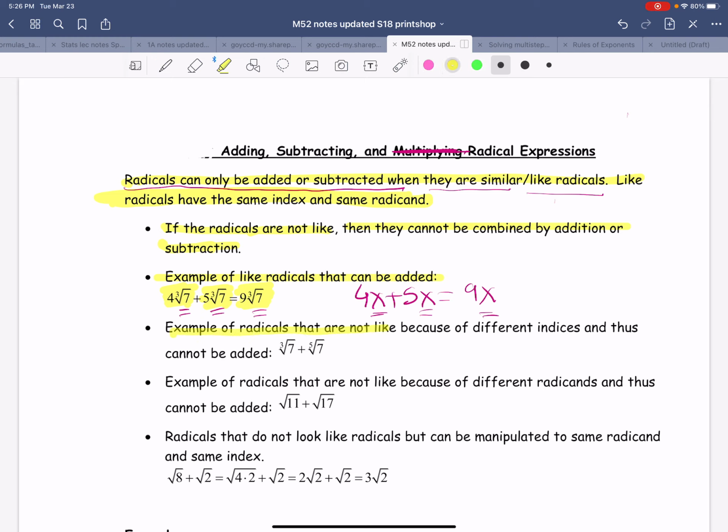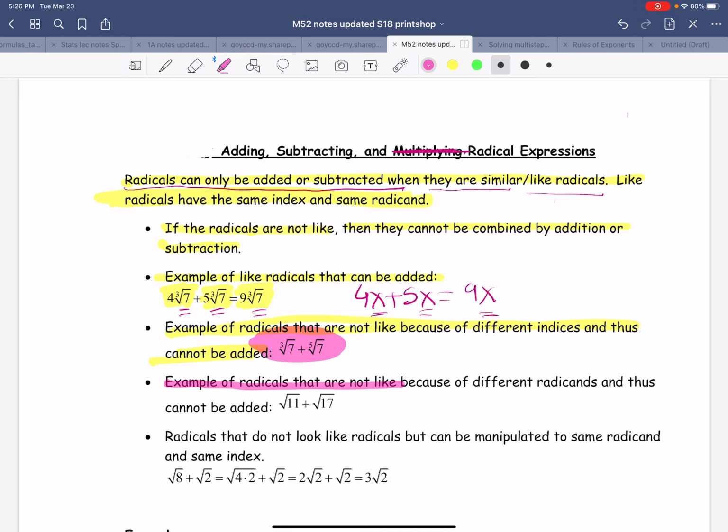Here is an example of radicals that are not like because of different indices, and thus cannot be combined. These two radicals are not like radicals because the numbers in the pocket are different. Although the number inside the root is the same, the numbers in the pocket are different. So they are not like radicals and we cannot add or subtract them. We cannot combine them any further.